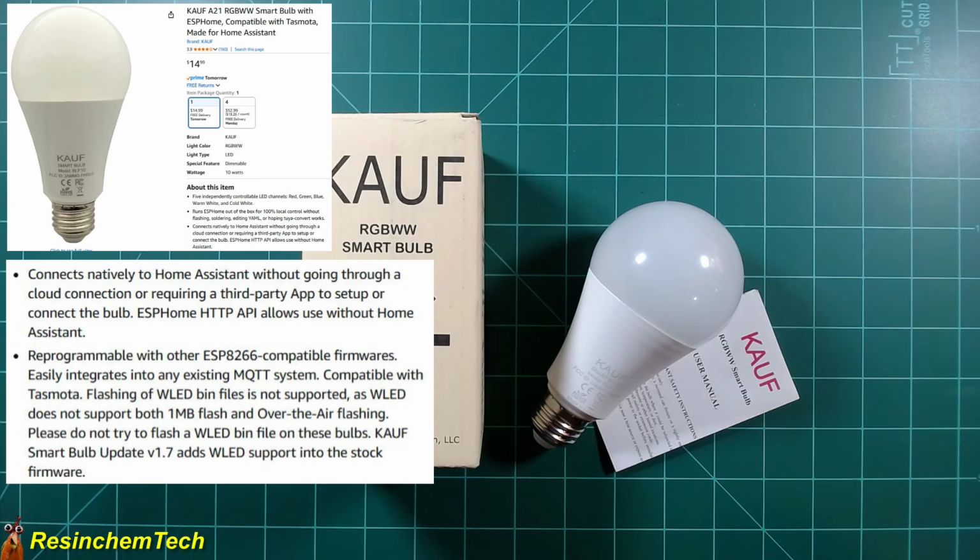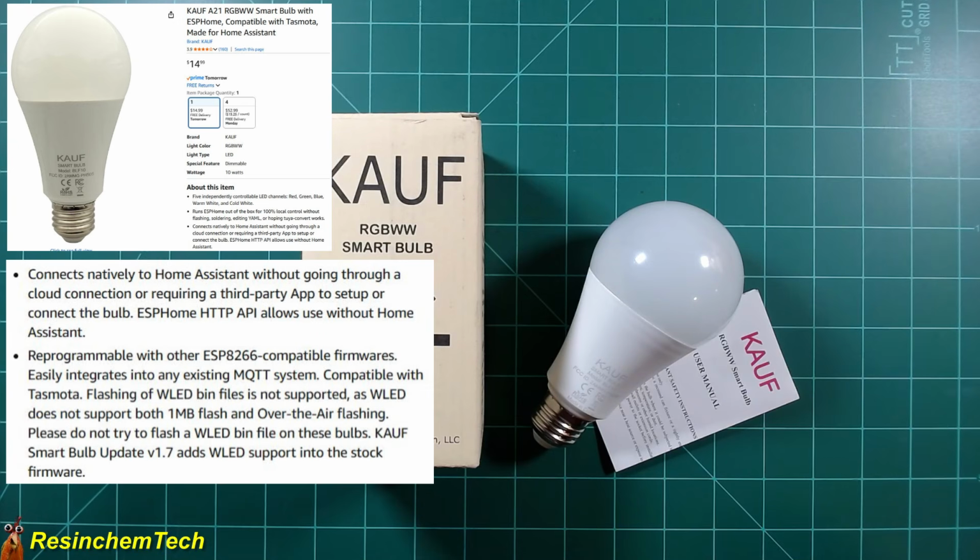This bulb comes with ESPHome pre-installed. And while ESPHome has tight integration with Home Assistant, it also has an HTTP API that allows control without Home Assistant. But what's more, the controller is actually an ESP8266, so I can even flash different firmware like Tasmota if desired, which also has an API for local control without a hub or central controller like Home Assistant.